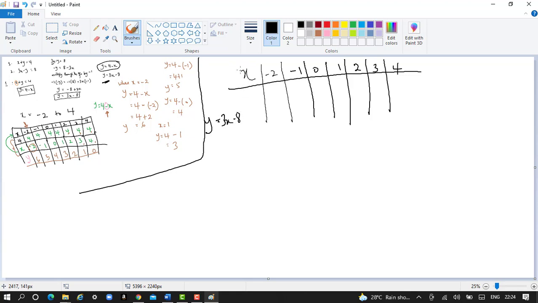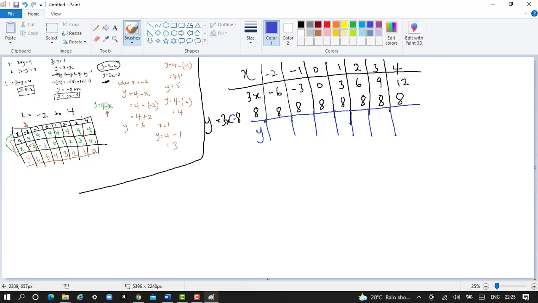So the first thing that we have to do is that first we put 3x here. It means that all the values of x, we are supposed to multiply each of them by 3. So this will give us -6, -3, 0, 3, 6, 9, 12. Then we get our 8 there, our 8 for each value. Then we've now determined our values for y for this particular equation.